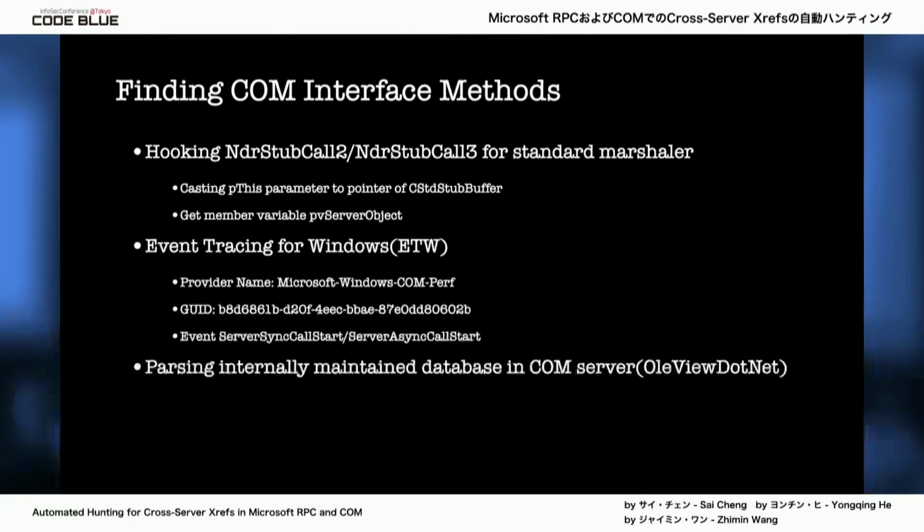The second method is to use event tracing, and we focus on the method address and interface pointer fields in the server sync call start and server async call start events. James Forshaw's method basically relies on public symbols to parse the OID and IPID databases in the COM process to obtain the interface pointers. This method is implemented in OleView.NET, and we recommend using it.